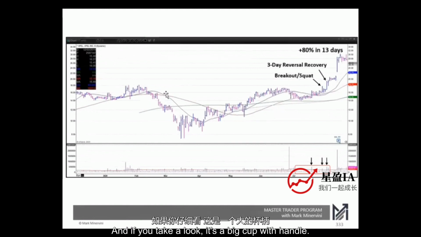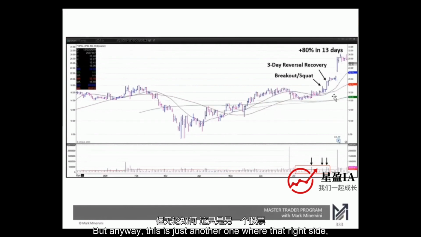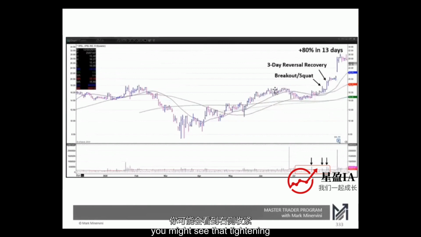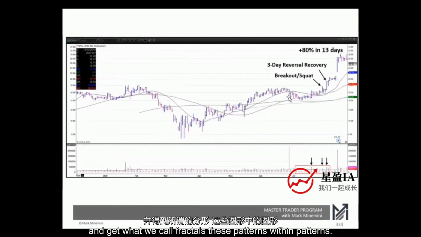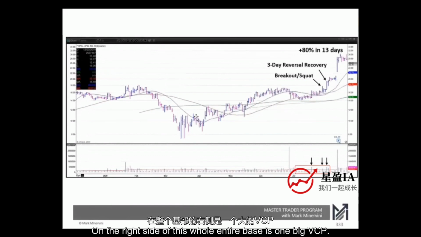And if you take a look, it's a big cup with handle. It's just a big, giant cup with handle pattern. This actually looks similar to Gilead. Gilead looked very similar to this. When I saw this first and didn't look at the symbol, I thought this was Gilead. But anyway, this is just another one where on that right side, you might see that tightening and get what we call fractals, these patterns within patterns on the right side. But this whole entire base is one big VCP.